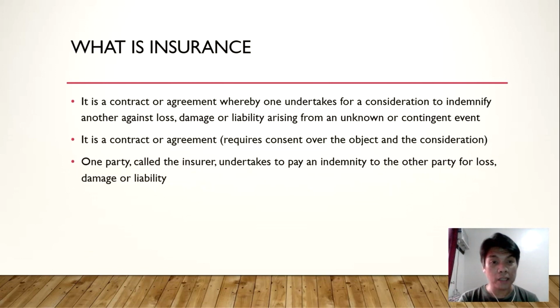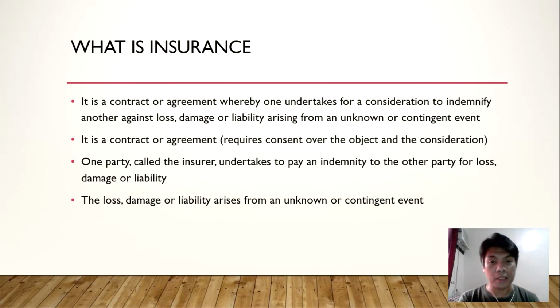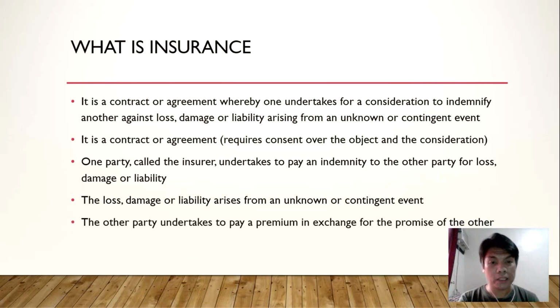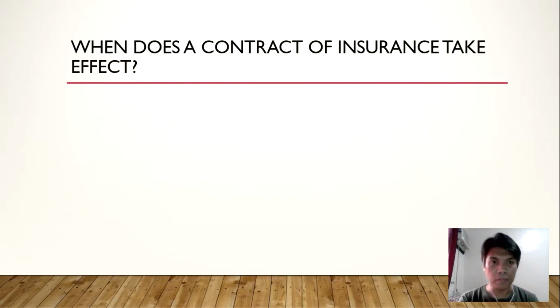Next, one party, called the insurer, undertakes to pay an indemnity to the other party for loss, damage, or liability. Clearly, the object of insurance is the payment of indemnity for loss, damage, or liability. Next, the loss, damage, or liability arises from an unknown or contingent event. It cannot be intentional or planned. Lastly, the other party undertakes to pay a premium, which is the consideration in exchange for the promise of the other. So when does a contract of insurance take effect?